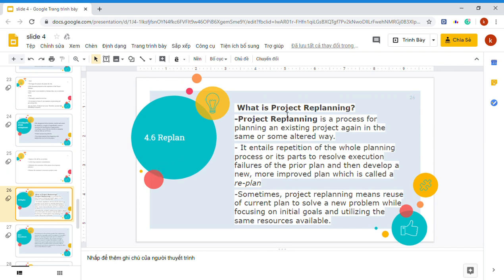Risk plan. What is project replanning? Project replanning is a process for planning an existing project again in the same or some other way. Each change respects the rules of the planning process or is part of it. Without execution, failure of the original plan leads to developing a new, more improved plan, which is called a replan.